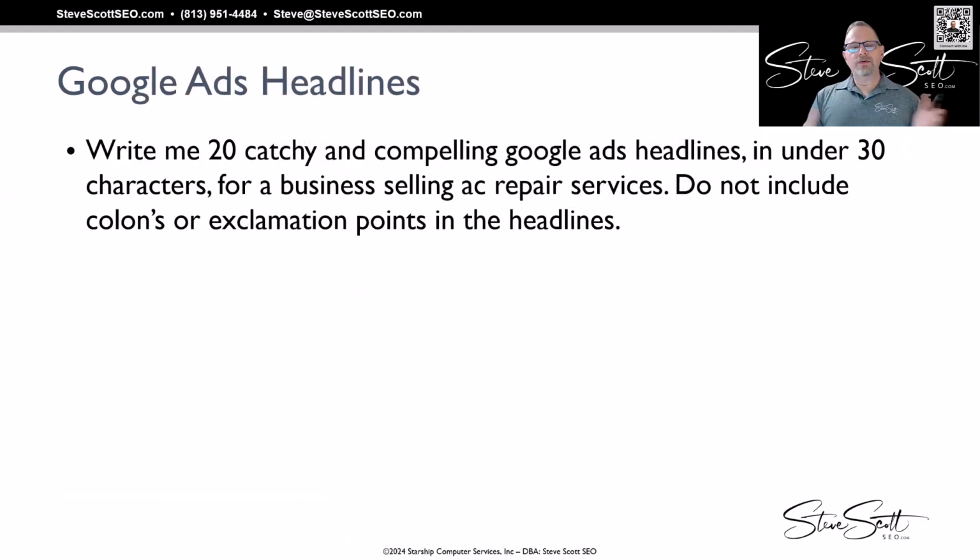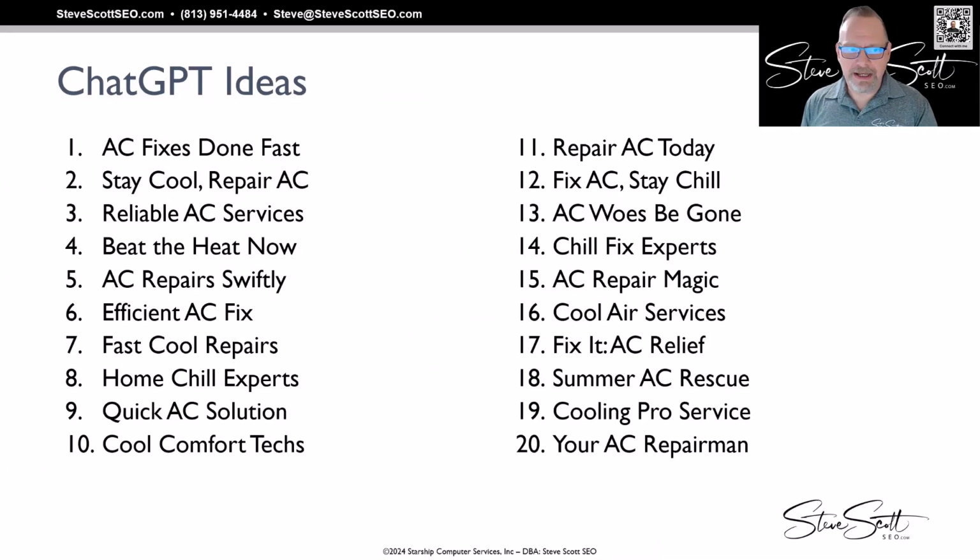And then with Google Ad Headlines, again, you could just say, here's another one. Write me 20 catchy and compelling Google Ad Headlines under 30 characters for a business selling AC repair services. Don't include colons or exclamation points in the headings. ChatGPT comes back and says AC fixes done fast, reliable AC, beat the heat now, efficient AC fix. And again, if it's 26, 27, you can change that around a little bit if you want.